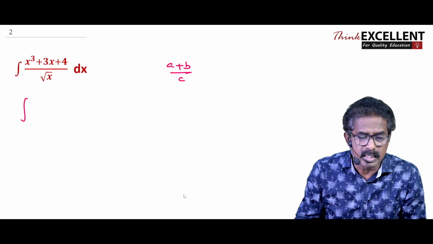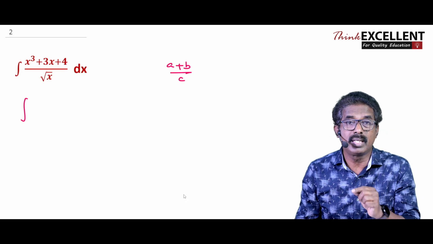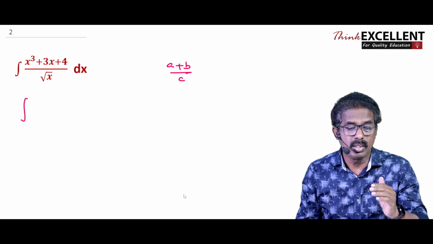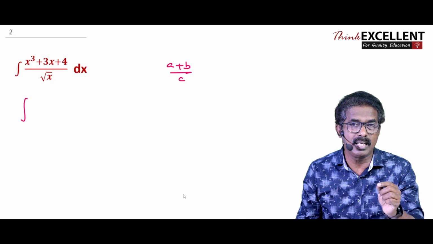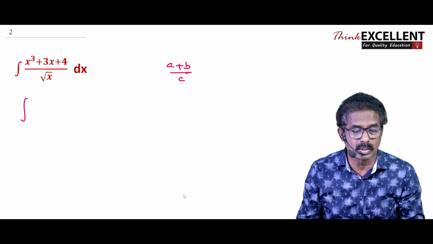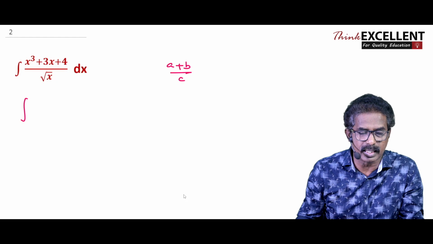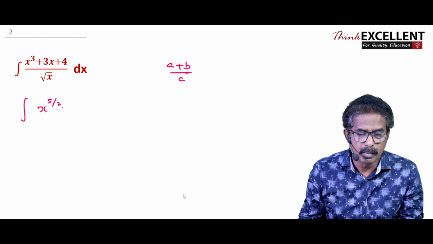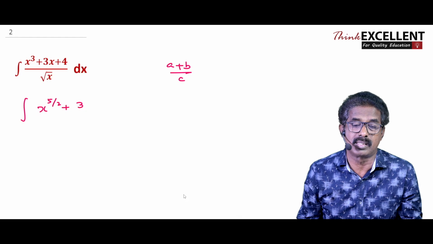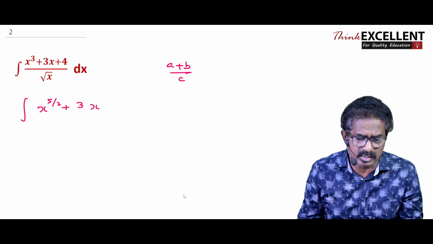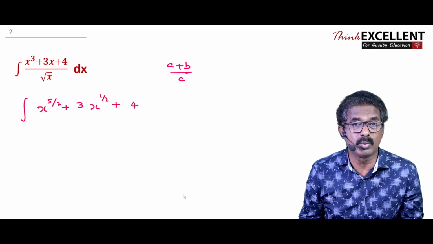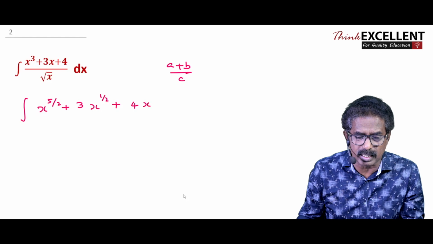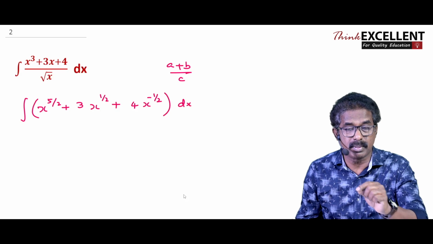How will you split? x cube by root x. Root x means x raised to half. So a raised to m by a raised to n is a raised to m minus n, right? So 3 minus half, 2 and half, right? So you can write 5 by 2. The first term you will get x raised to 5 by 2, plus 3 into x by root x, 1 minus half, it is half, x raised to half, plus 4 by root x, denominator root x is x raised to half, take it to the numerator, x raised to minus half. So we have rewritten it, right? I left some steps. If you want, you can write the steps.